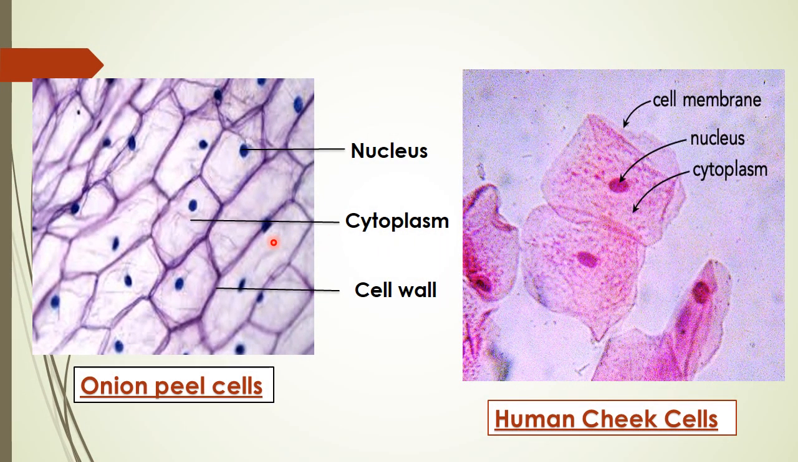Let us observe animal cell and plant cell through the microscope. Onion peel cell is one of the plant cells in which we can observe cell wall, cytoplasm, and nucleus. Whereas human cheek cell is one of the animal cells which has only cell membrane, nucleus, and cytoplasm. If we compare plant cell and animal cell, in animal cell there is a lack of cell wall.